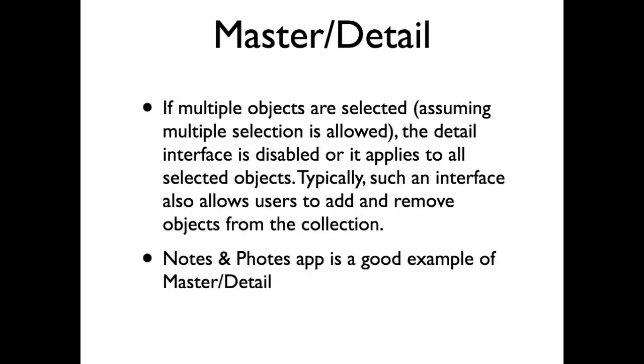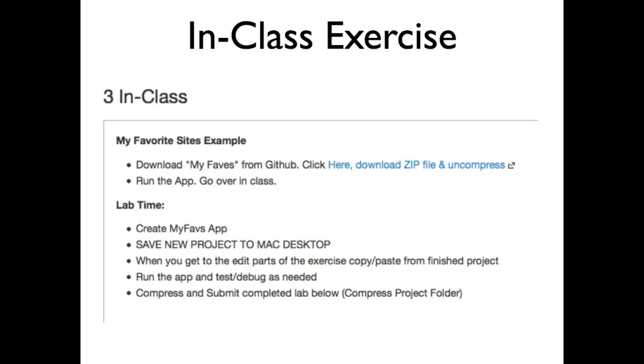Multiple objects can be selected, which in master detail sometimes you can, but most of the time you can't. Typically it's a one object thing. You can then have a richer detail view. The Notes and Photos apps are a good example of master detail.